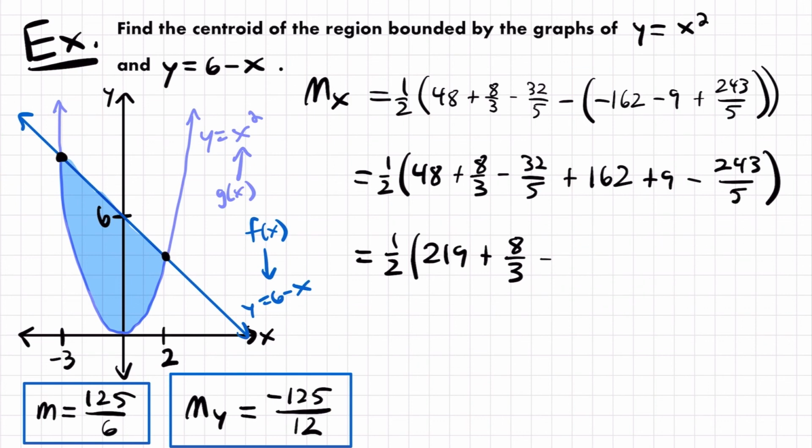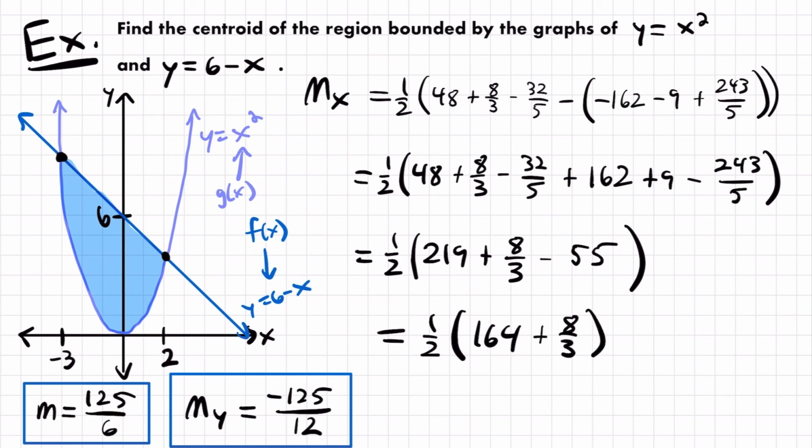So I'll rewrite this to be 275 divided by 5. And 275 is divisible by 5. And so if you divide, that's just equal to 55. So we have minus 55. And then 219 minus 55 is equal to 164. So this is equal to 1/2 times 164 plus 8 thirds. And 164 plus 8 thirds is equal to 500 thirds.